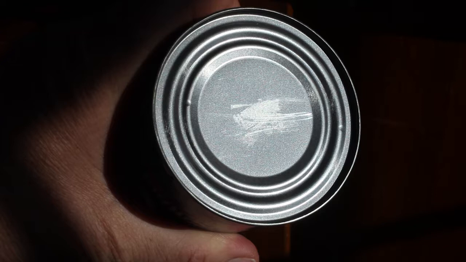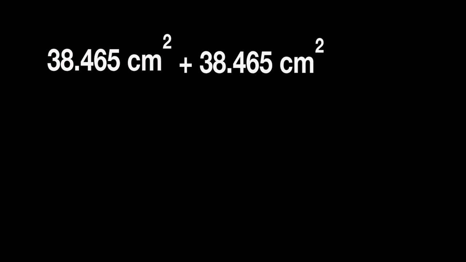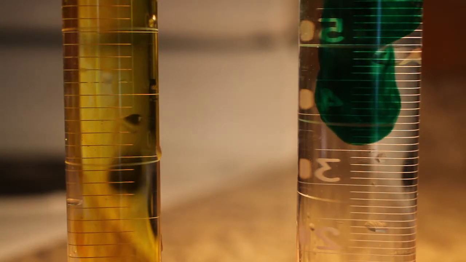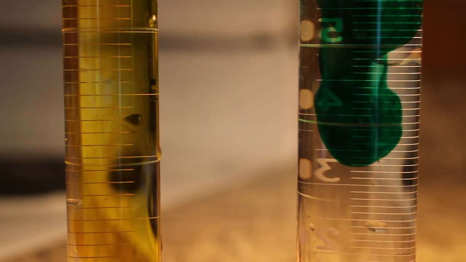But don't forget, there are circles on both the top and bottom of the can, so we need to add both to the side surface area. So we add 38.465 square centimeters and 38.465 square centimeters and 230 square centimeters to get a total surface area of the cylinder of 306.93 square centimeters.